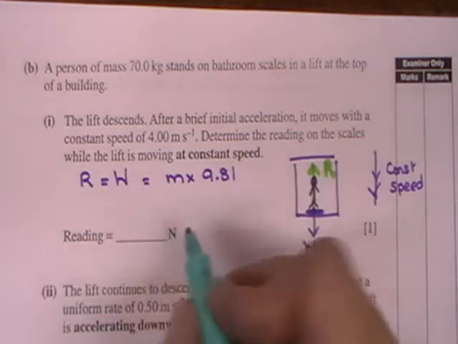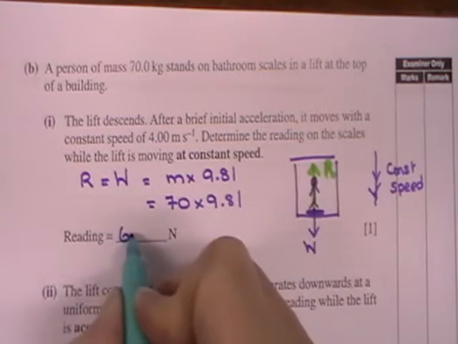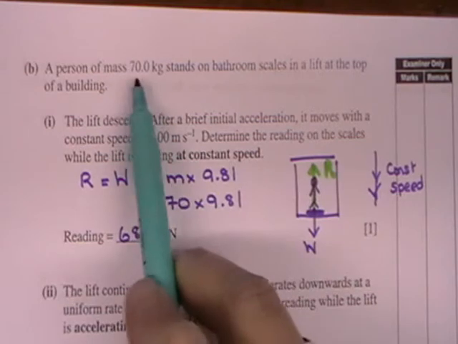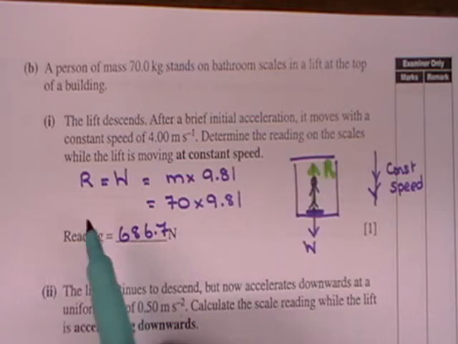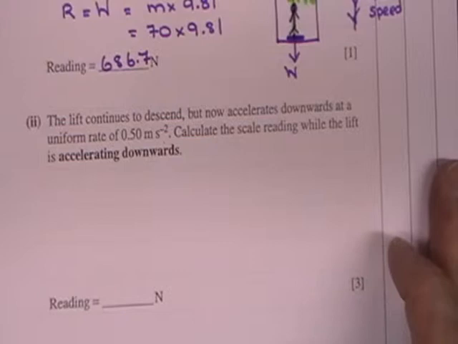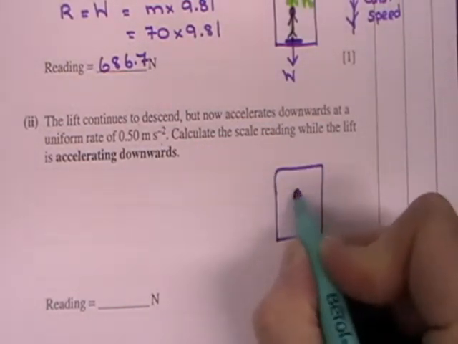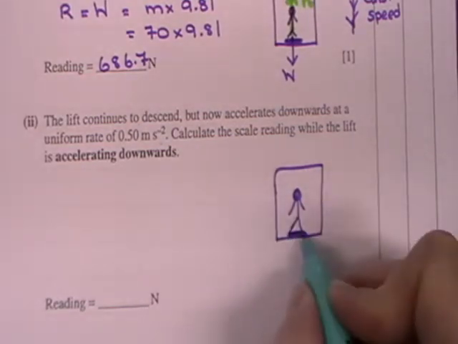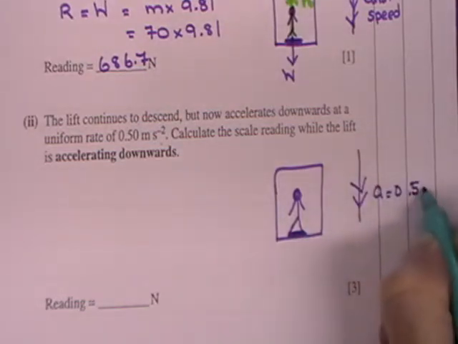And that is going to give you an answer of 686.7 newtons. Or, they've written all the numbers in their questions to 3 significant figures, so that should be 687 newtons. Now the lift continues to descend, but now accelerates. So I'm going to draw the lift again, and the man in the lift, and the scales. And therefore this time we've got an acceleration, and it's 0.5 metres per second squared.